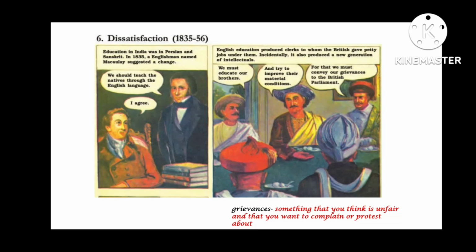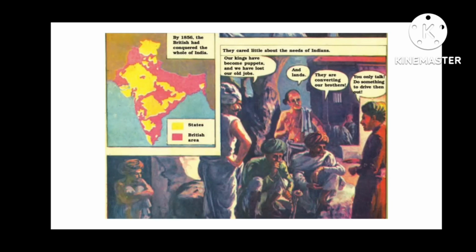At the same time, with this new knowledge, a new generation of intelligent persons was created in India, and they thought that they should educate their fellow Indians, and for that they should convey their grievances to the British Parliament. Grievances means something that you think is unfair and that you want to protest or complain about.